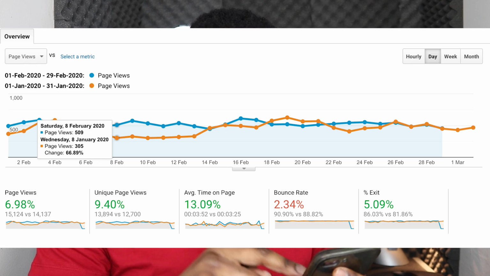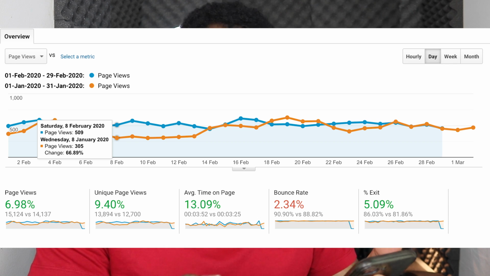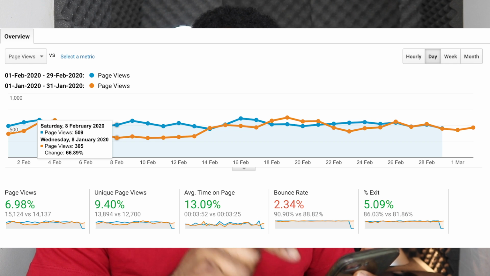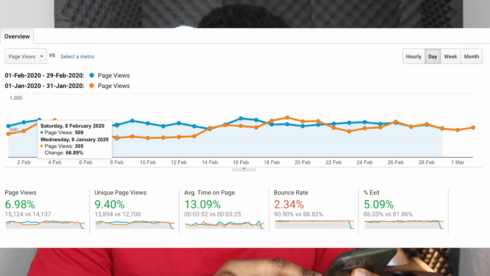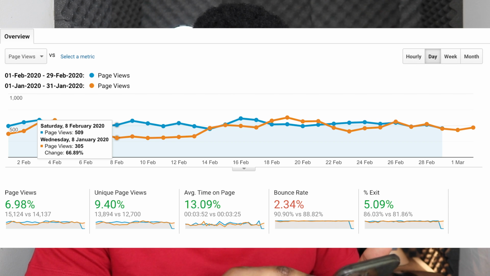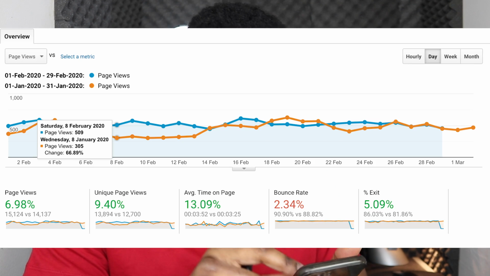Okay, and if we take a look at that in comparison to last month, we can see that on the page views, we're at a 6.98% increase. In regards to unique page views, we're on a 9.4% increase, which is very good. The average time spent on the page has also increased by 13%. The average amount of time that people are now spending on the site is 3 minutes 52 against 3 minutes 25 previously. Now you can see that the bounce rate has actually changed.